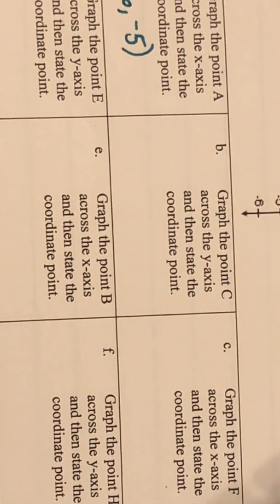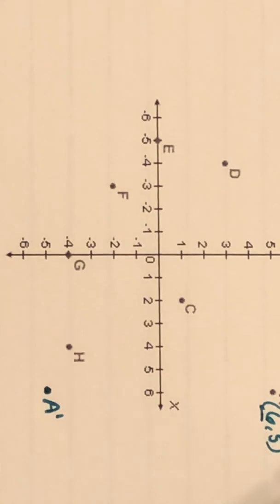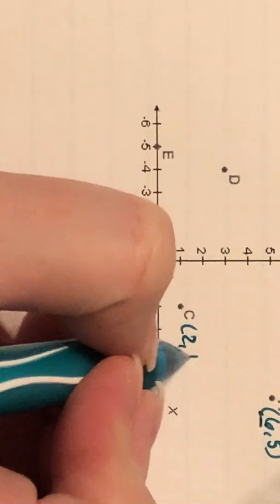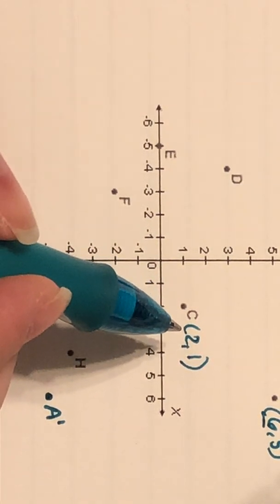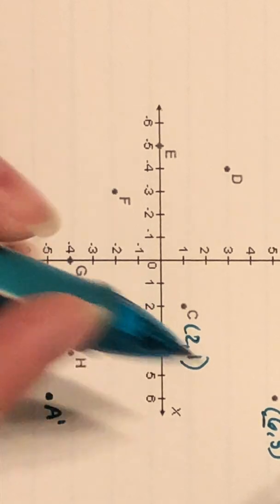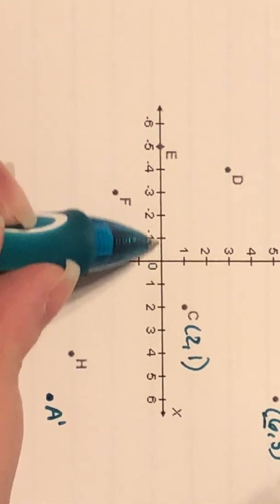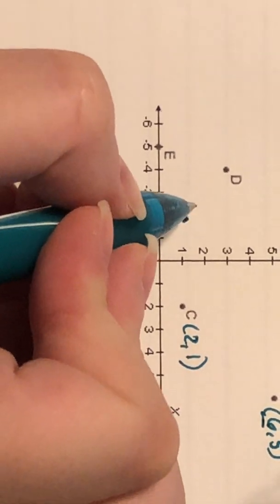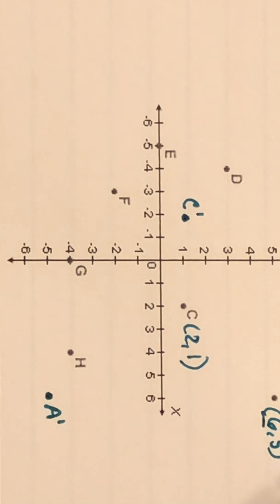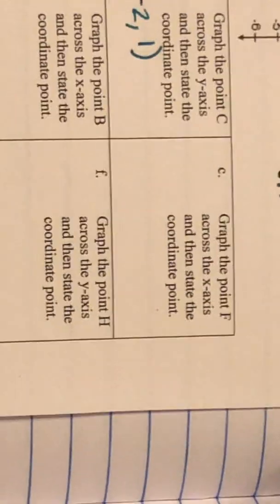Letter B says graph the point C across the y-axis and then state the coordinate point. So C is right there. This coordinate point is (2, 1). Went over 2, up 1. Graphing across the y-axis, so my x value changes. So my x value becomes -2. My y stays the same at 1. So a -2, up 1, that's going to be C prime. Okay. And then, of course, there's my coordinate point.